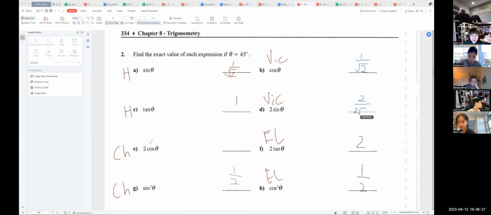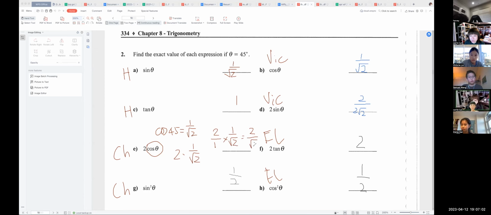看看 cosine theta 等于多少？Cosine 45 equals what? 1 over square root 2. So 2 times 1 over square root 2. So chapter, remember, when a number times a fraction number, make them all into fractions. So it's 2 over 1 times 1 over square root 2. Get it? Okay, so the top times top, 2 over square root 2.